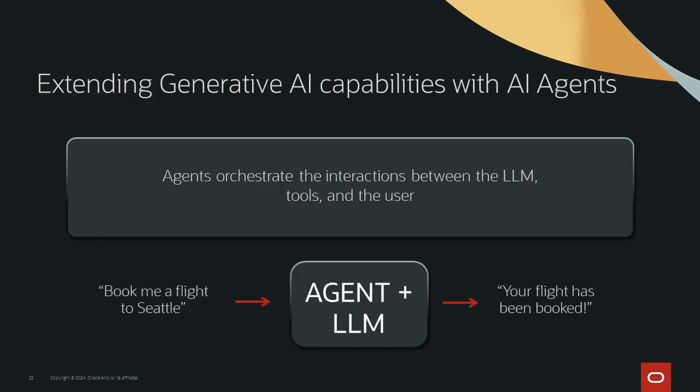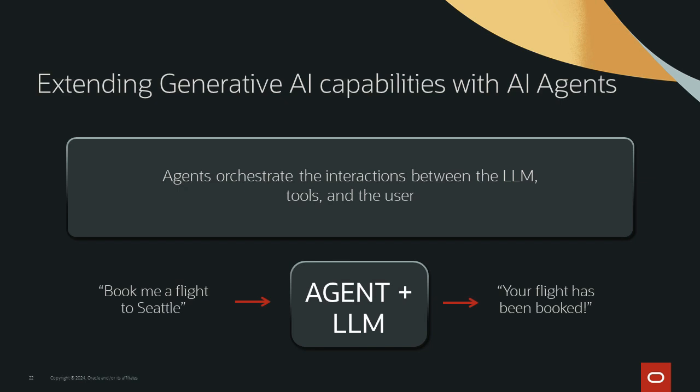So what we propose and what many other people are generating are these concepts called AI agents. An AI agent is designed to address and orchestrate a specific interaction or a use case with the LLM so that the user doesn't have to do that. So in this very simple example, if you are going to interact with an LLM and say, book me a flight to Seattle, the agent along with the LLM will do all the work to actually book that flight and give you that message, your flight has been booked.